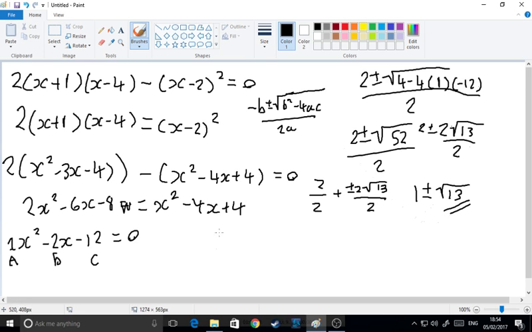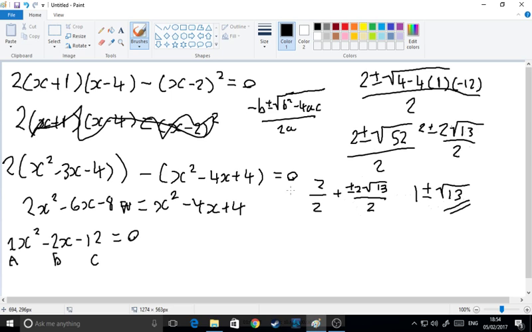That seemed very complicated, so let's go over it again. We just expanded out the brackets to get this, moved things over to get that, and put this into the quadratic formula up here. Then we simplified down using splitting fractions.